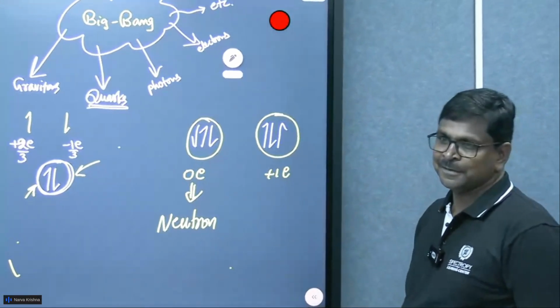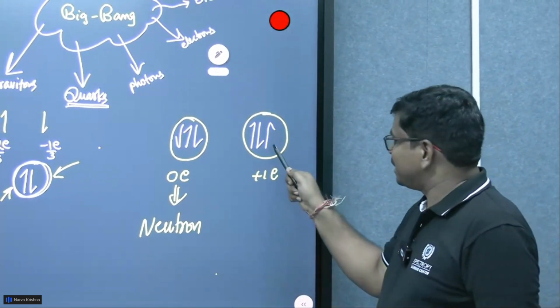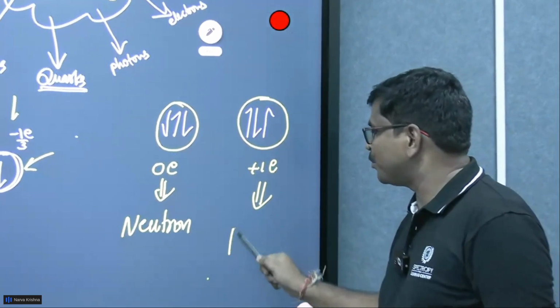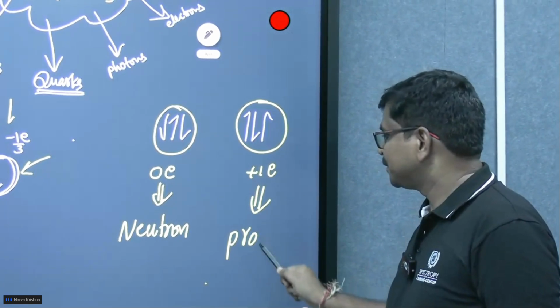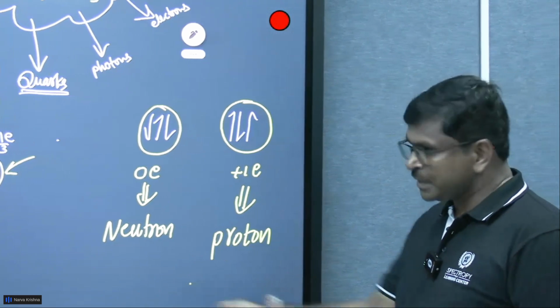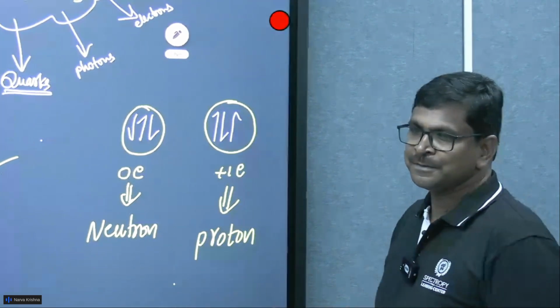So because of quarks, neutron is formed. And because this has the positive charge, it is named proton. So how did neutrons, protons and electrons come together? That is the next story, next episode. Please wait.